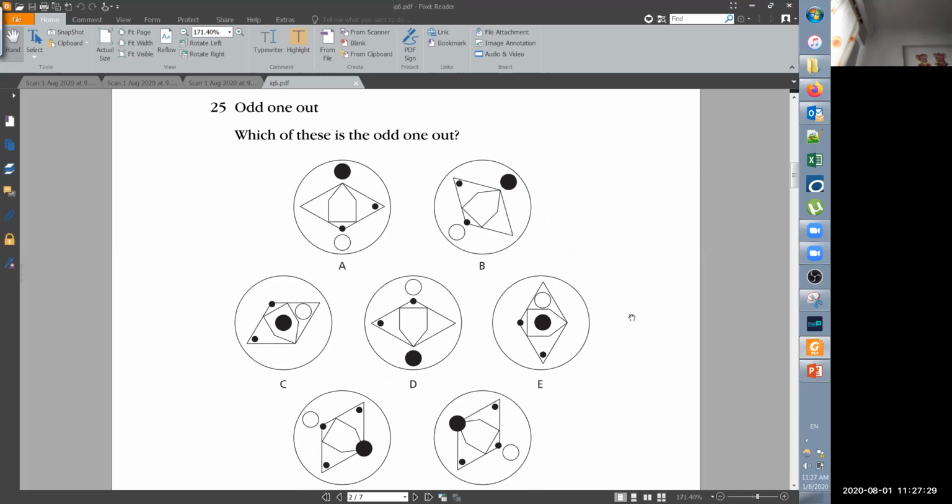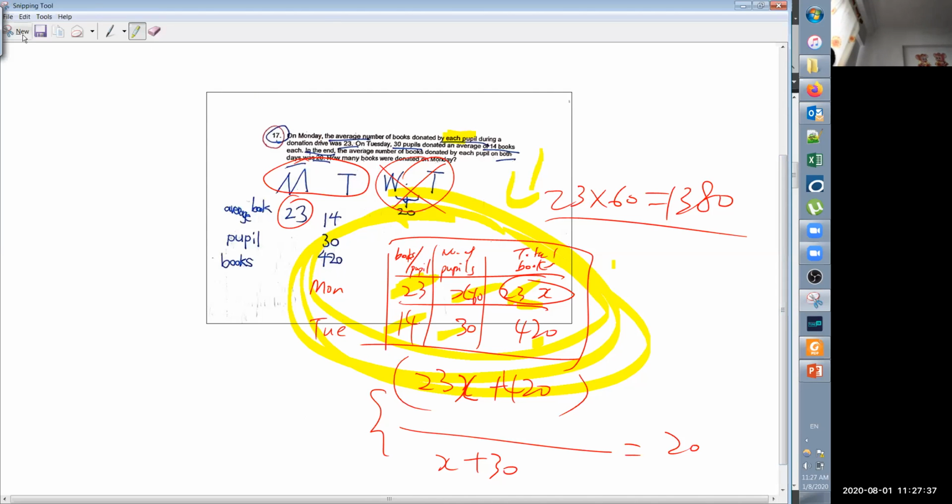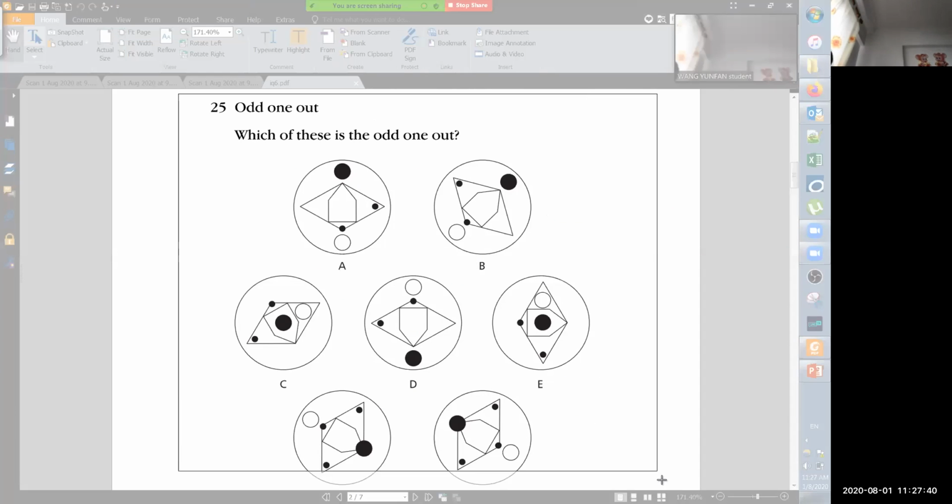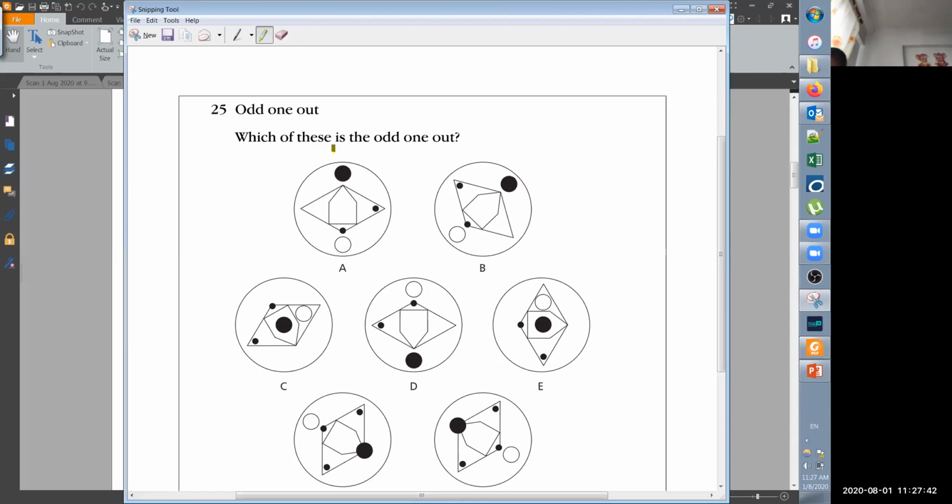Boy. Is it B for boy? D for dog. Yes. Okay, let me see. D for dog. That means you're saying which of these is the odd one out. You're saying this is the odd one out, right?